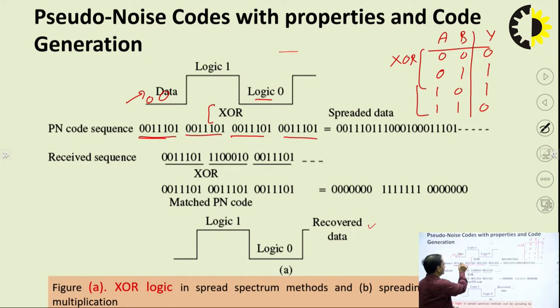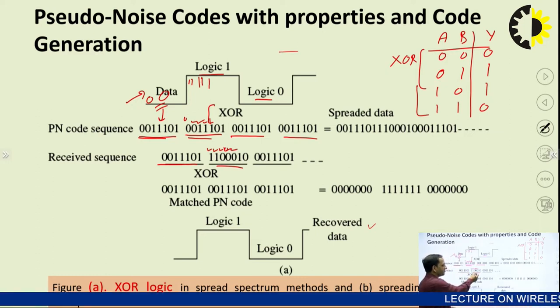In this case, when the original signal bit is 0 and we multiply it with this PN sequence, we get the same PN sequence at the output. So the same PN sequence we get when 0 is transmitted. When we have the logic 1 and do the XOR operation with this PN code, if it is 1 and 0, the output will be 1. When it is 1 XOR 1, the output will be 0, and so on. So we can see that in this case we are getting the inverse of the PN sequence, right?